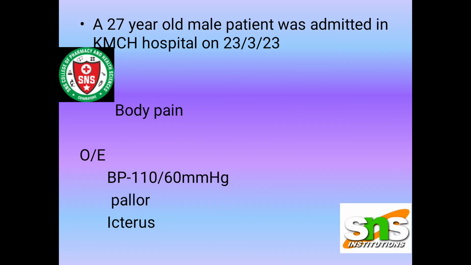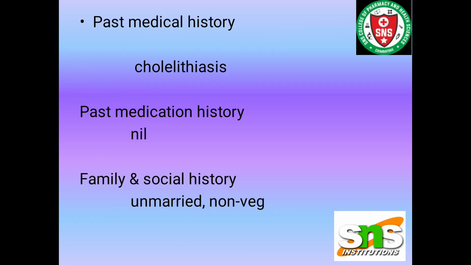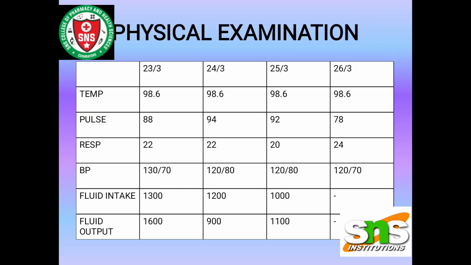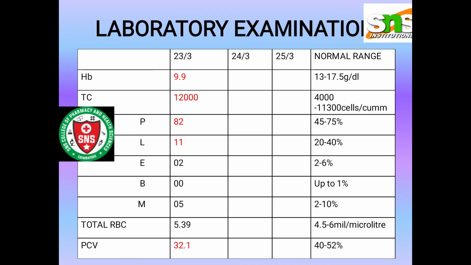And coming to the case study: a 27-year-old male patient was admitted in KMCH hospital with bone pain, and his BP was somewhat low, with pallor. Past medical history: cholelithiasis. Past medication history: nil. Family and social history: unmarried, non-veg. On physical examination, temperature is normal, pulse is okay, BP is somewhat okay, fluid intake and fluid output are also okay.